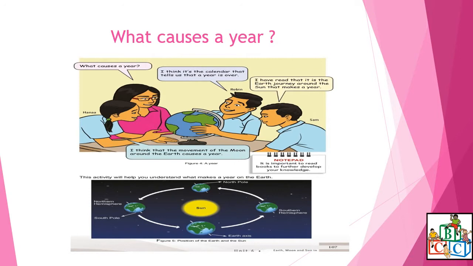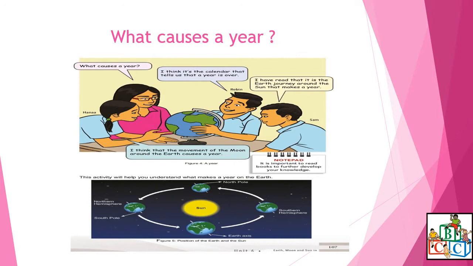So what do you think between the 3 pupils? Who is right? Do you think Hannah is right? She's saying the movement of the moon around the earth causes a year. Is this correct, the movement of the moon? Or is this correct, whatever Robin just said, that the calendar tells us? Let us see.